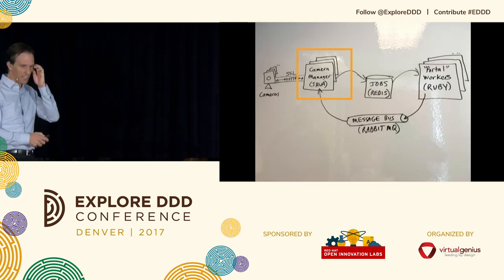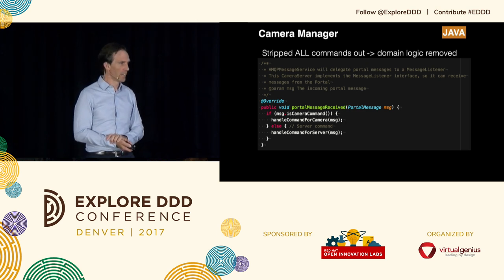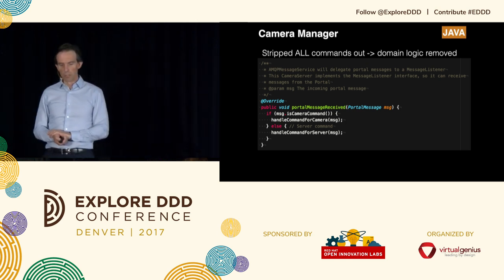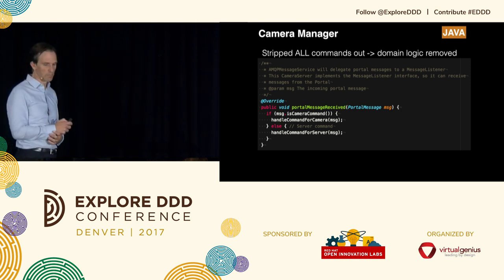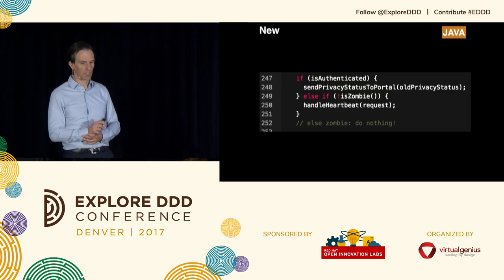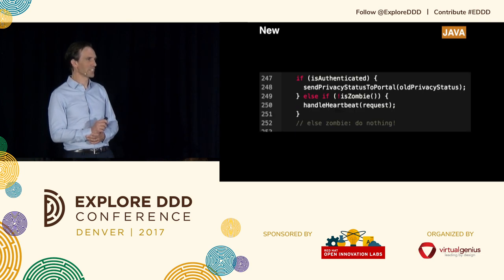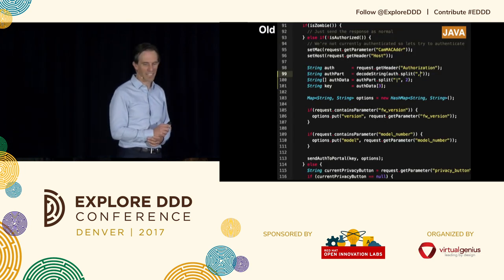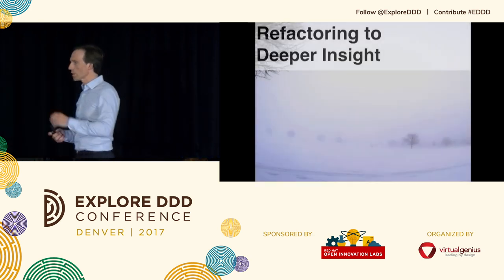On the Java side, we started doing things like stripping all the commands out and simplifying it down, removing all that domain logic. So, for example, here's the old code. Here's the new code. Old. New. It's like a breath of fresh air, isn't it? I'll do it again. Right? So nice. Just by doing some extract methods.